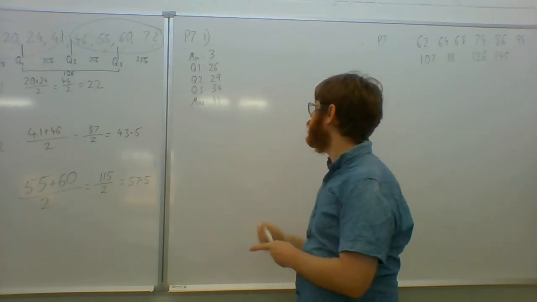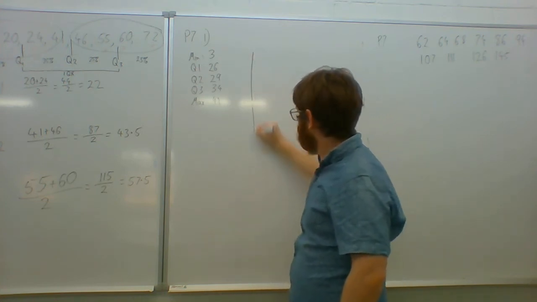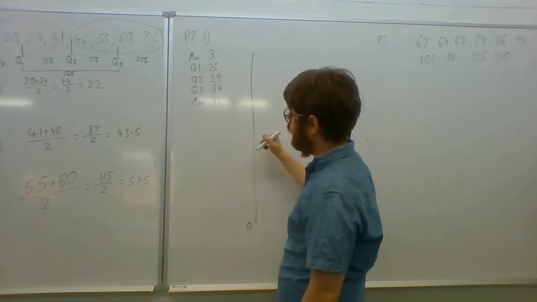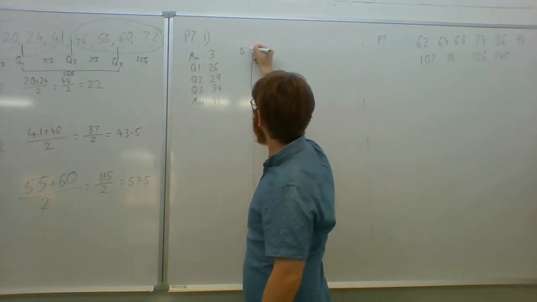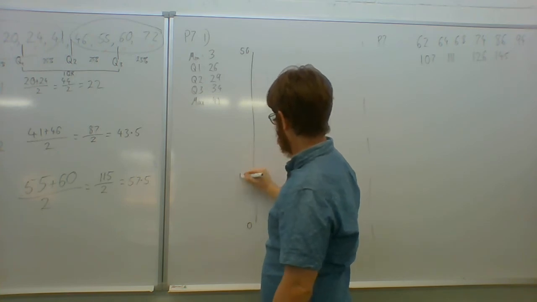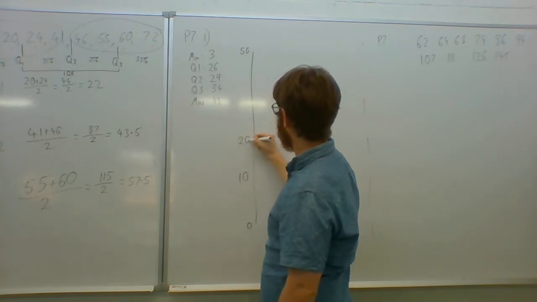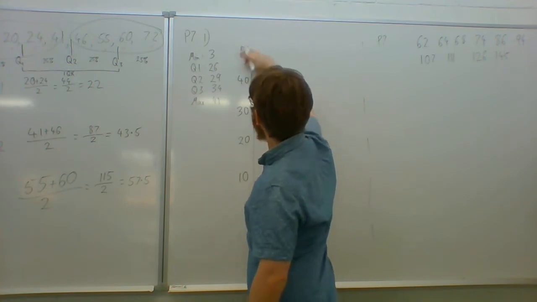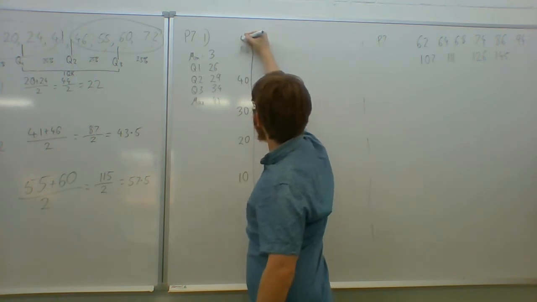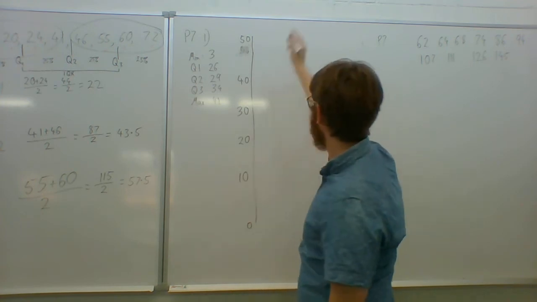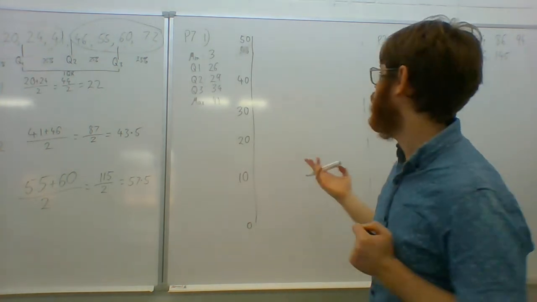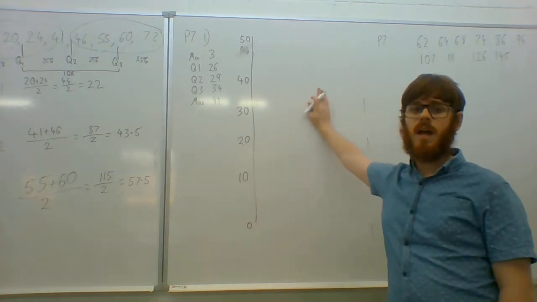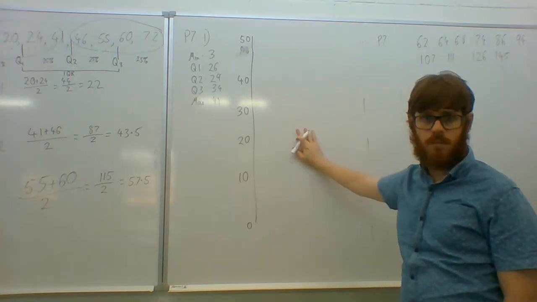biggest number is 41. So the first thing we're going to do is go from 0 to 50: 10, 20, 30, 40, 50 can go up here. That's close enough. You'll actually have a scale when you're doing this. Okay, so what we're going to do is make a box plot here.